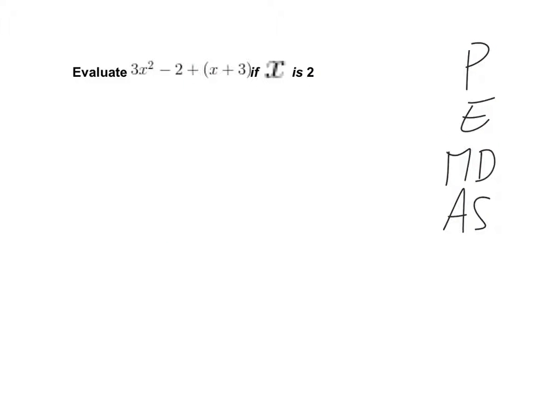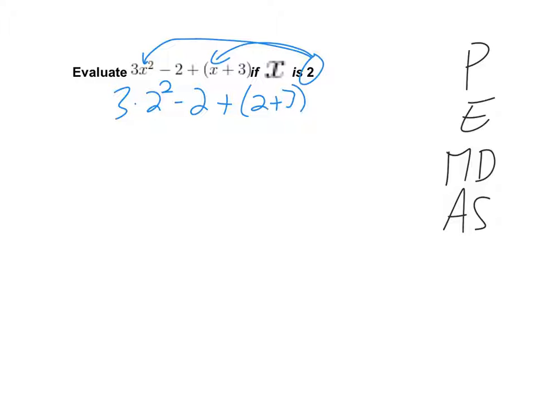Now we've got 3x squared minus 2 plus, in parentheses, x plus 3. I'm told that x is 2, so in both places for x I'm going to put a 2. So I've got 3 times 2 squared minus 2 plus, in parentheses, 2 plus 3. Parentheses are first, so 2 plus 3 gives me 5. So I've got 3 times 2 squared minus 2 plus 5.